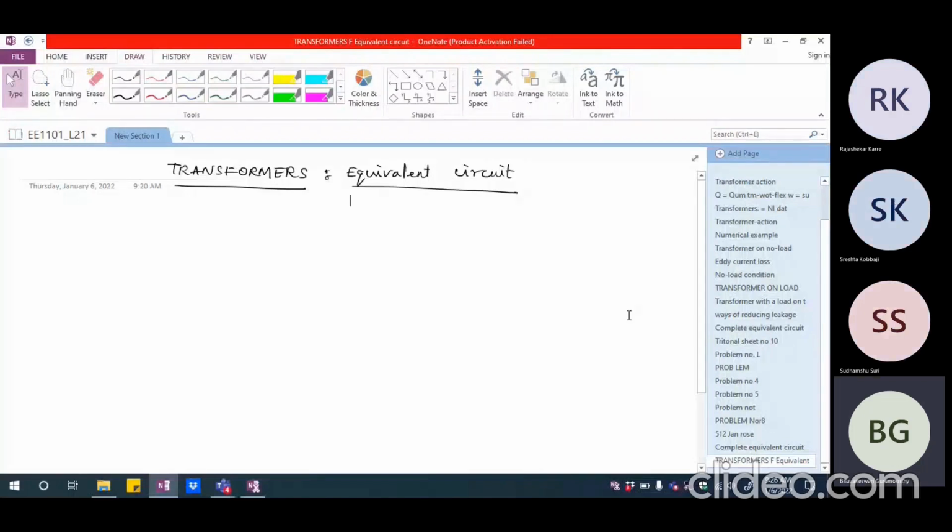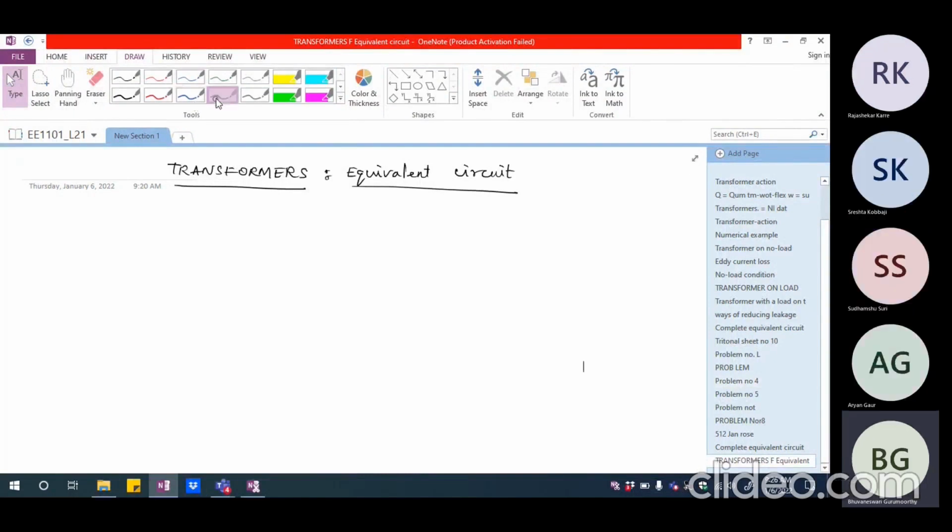We had been looking at the equivalent circuit of the transformer in the last class, and I said that we are going to look at the performance parameters of the transformer in terms of its voltage regulation and efficiency. So let me redraw the equivalent circuit of the transformer, what we discussed yesterday.